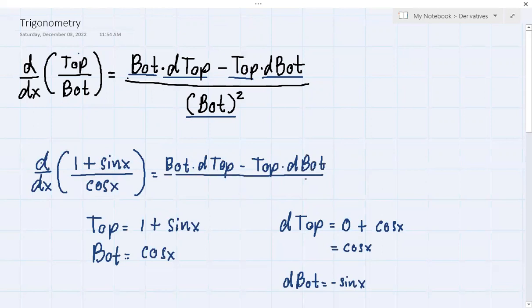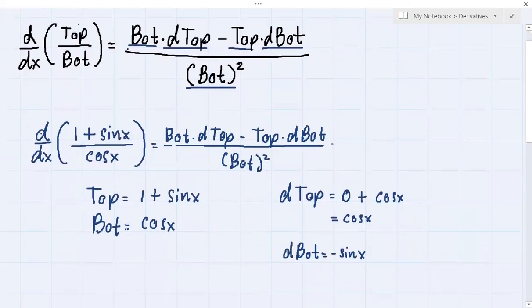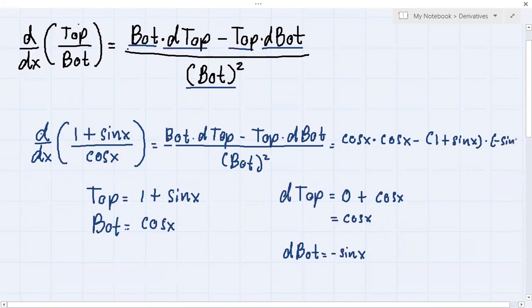All over the square of the bottom, or bottom squared. Okay? Now, let's substitute. Your bottom is basically cosine x times the derivative of the top, which is basically cosine x, minus the top, which is 1 plus sin x, times the derivative of the bottom, which is basically negative sin x. All over the square of the bottom, which is the square of cosine x.